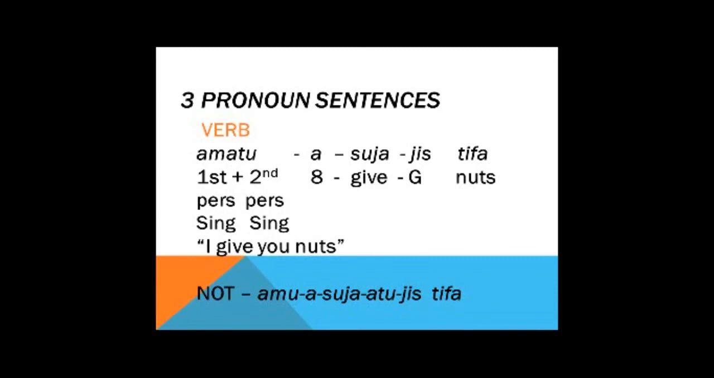So we have here in this verb form, amatuasuya yis, the pronoun representing the subject, I, followed by the pronoun representing the indirect object, you, followed by the noun class prefix representing the direct object, the nuts. So the whole lot put together is amatuasuya yis, tifa. And not as you might expect from the previous sentences we've been looking at, amuasuya yatu yis tifa, which would be incorrect. And that's it for this lesson.